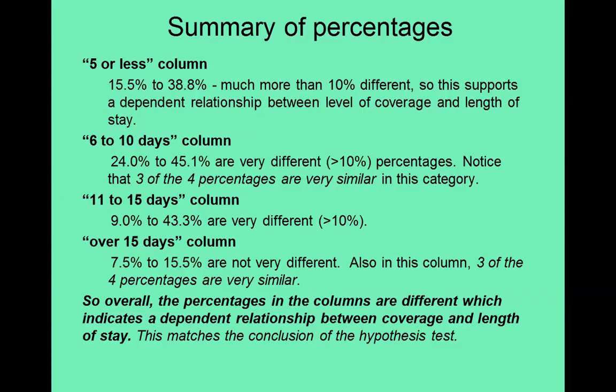In the 11 to 15 days column, the values go from 9% to 43.3%, again being very different than 10%. And the over 15 days column shows 7.5% to 15.5%, only an 8% difference, so not very different. Also in this column, 3 of the 4 percentages are very close to each other. But overall, the percentages in the columns are different, which indicates a dependent relationship between coverage and length of stay. This agrees with or matches the conclusion from the hypothesis test.